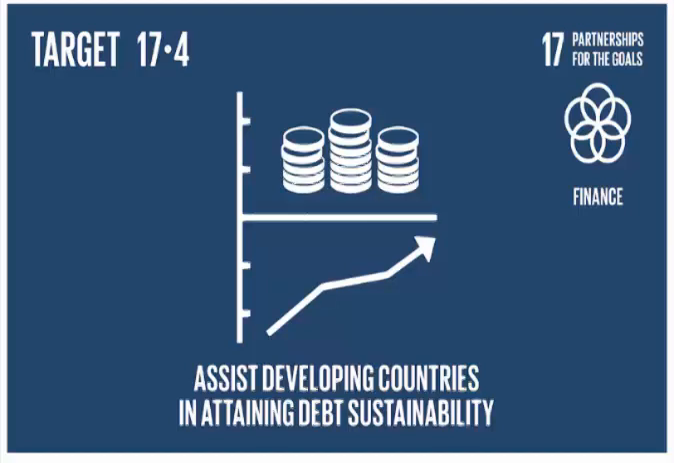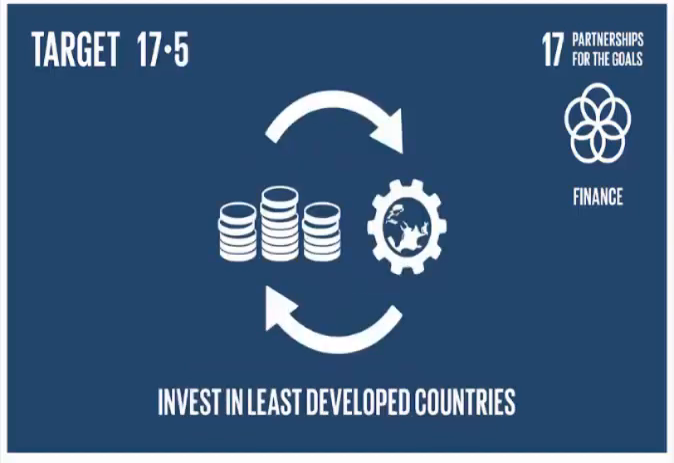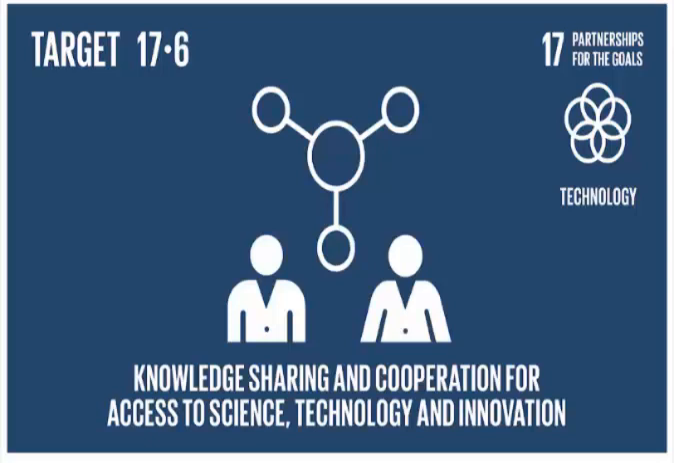Target number 5. Adopt and implement investment promotion regimes for least developed countries. Target number 6. Enhance regional and international cooperation on the access to science, technology, and innovation, and enhance knowledge sharing on mutually agreed terms, including through improved coordination among existing mechanisms, in particular at the United Nations level, and through a global technology facilitation mechanism.